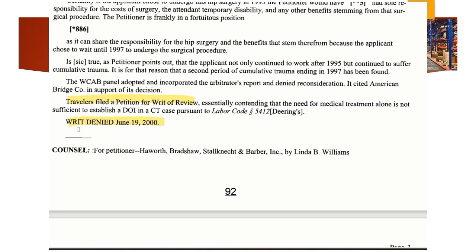Isn't that very interesting? And there's no explanation as to how, in this particular case, the need for medical treatment establishes the disability, but the arbiter simply concluded, and the writ was denied by the WCAB with no further explanation. But the conclusion is that in certain circumstances, the need for medical treatment alone, even in the absence of temporary or permanent disability, can be sufficient to establish the date of injury.